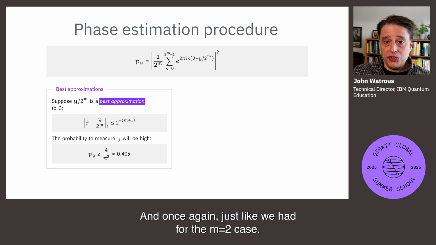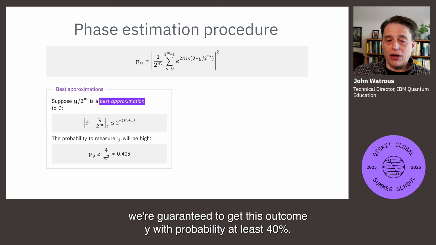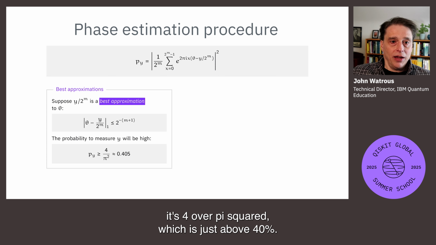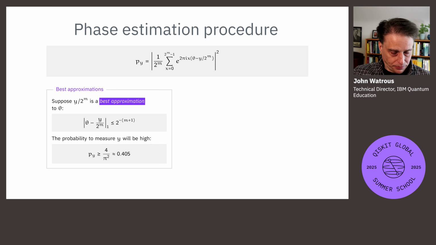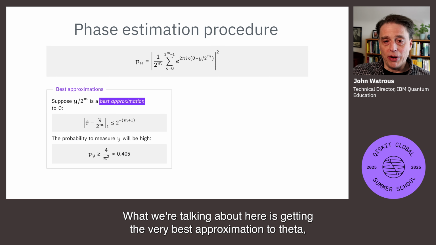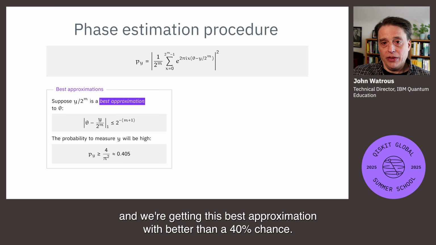And once again, just like we had for the m equals 2 case, we're guaranteed to get this outcome y with probability at least 40%. In fact, the lower bound isn't 40%, it's 4 over pi squared, which is just above 40%. And that's actually pretty remarkable. What we're talking about here is getting the very best approximation to theta as a fraction y over 2 to the m, where m is an integer, and we're getting this best approximation with better than a 40% chance.